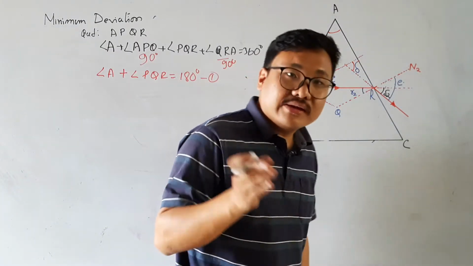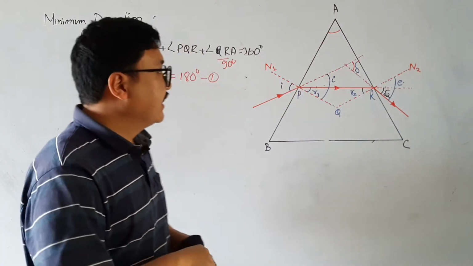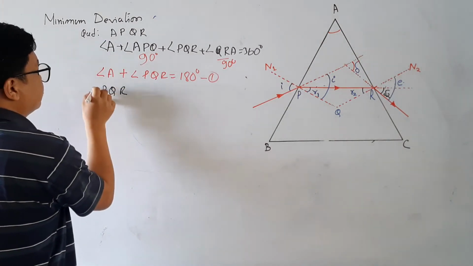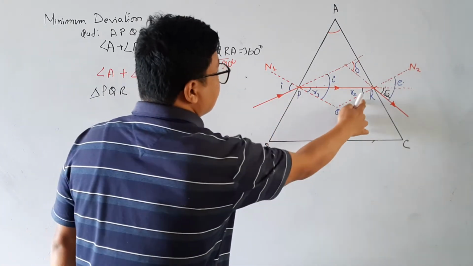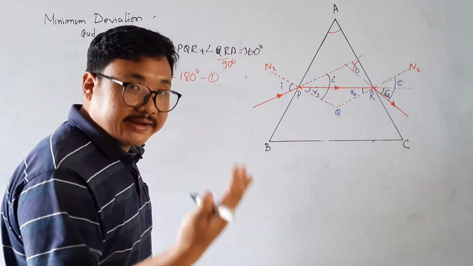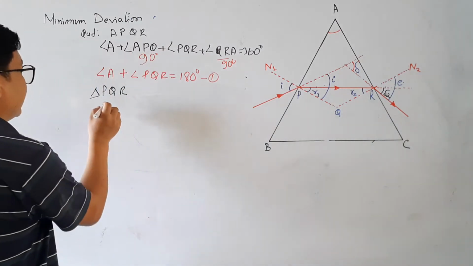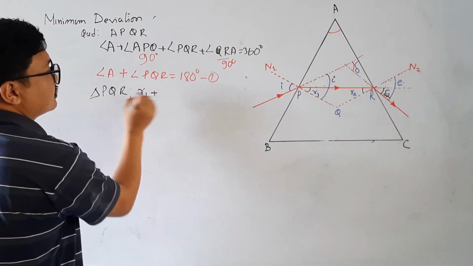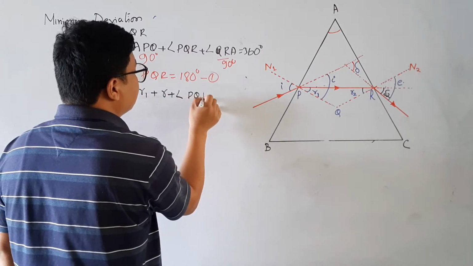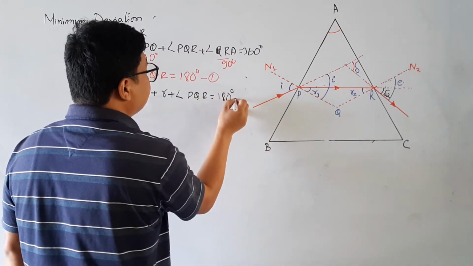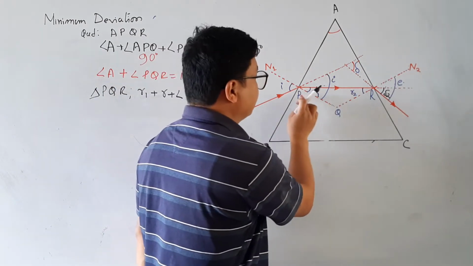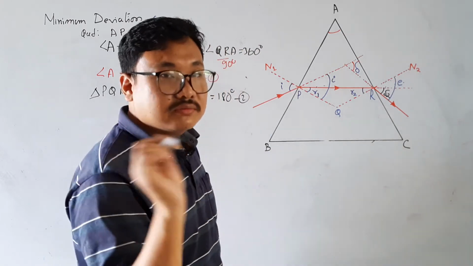Now I will take another triangle, triangle PQR. The angle sum property is, if I add all the angles, then I should get 180 degrees. So the angles are R1 plus R2 plus angle PQR is equal to 180 degrees. So equation 2. Are you getting this or not? This angle plus this angle plus angle PQR gives me 180 degrees.